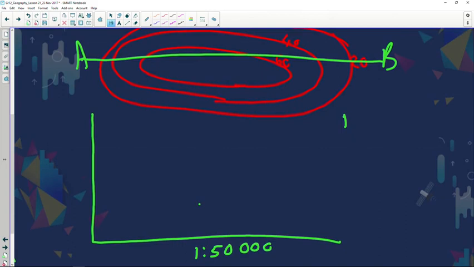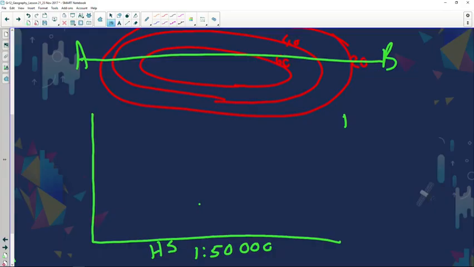Now keep this in mind. The examiner will always provide you with the vertical scale. The horizontal scale is the type of map that you use. And what type of maps do we use? We only use two. The 1 to 50,000 topographical map, or an orthophoto map, and the scale is 1 to 10,000. The examiner will always provide you with the vertical scale.